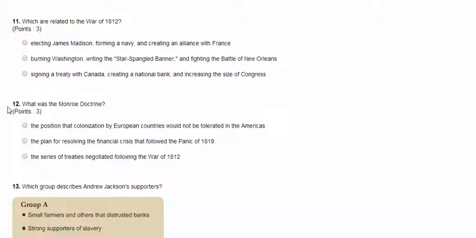Number 12, what was the Monroe Doctrine? The position that colonization by European countries would not be tolerated in America. The plan for resolving the financial crisis that followed the Panic of 1819, or the series of treaties negotiated following the War of 1812.